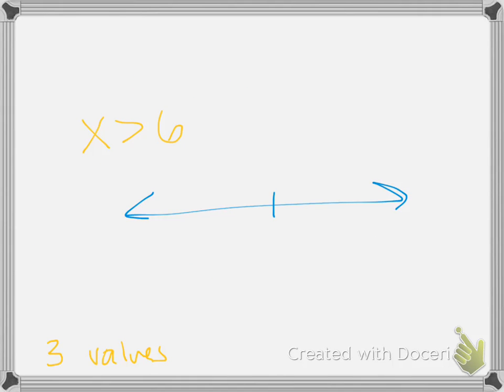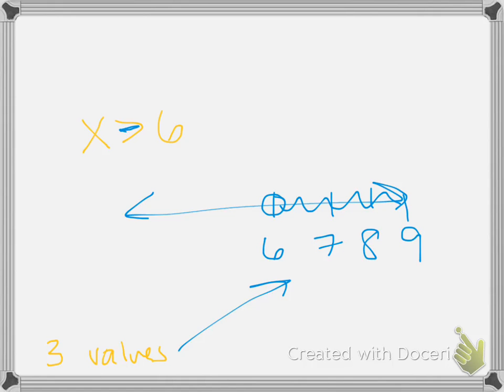Okay, so my value sits at 6. This time it is an open dot because it is not greater than or less than or equal to. So it's an open dot. Okay, and my variable sits on the left side, so I can go ahead and shade the arrow it points, so it points to the right. So 3 different values that work are 7, 8, and 9.